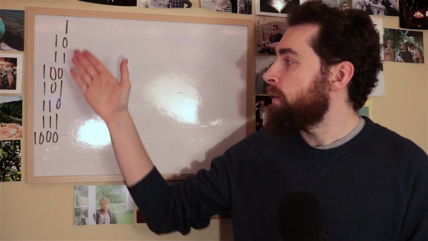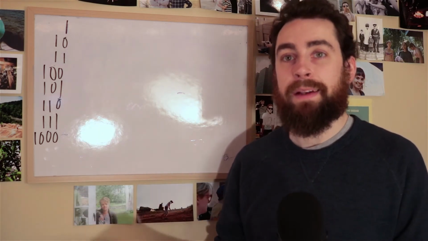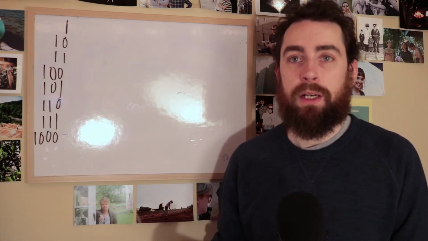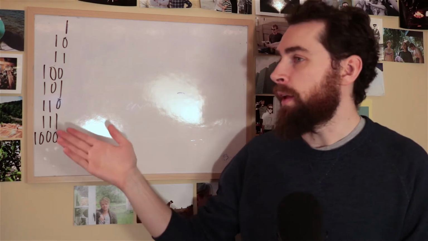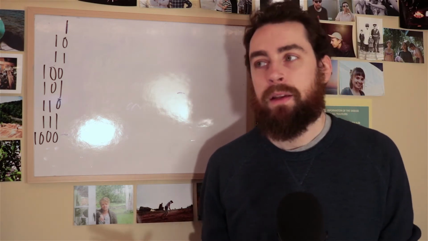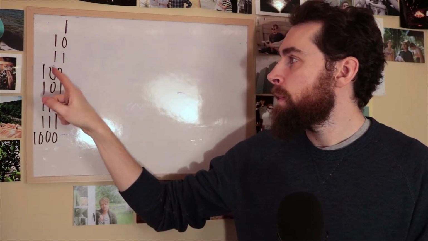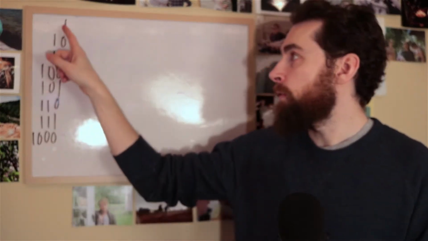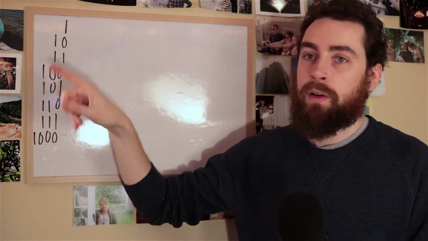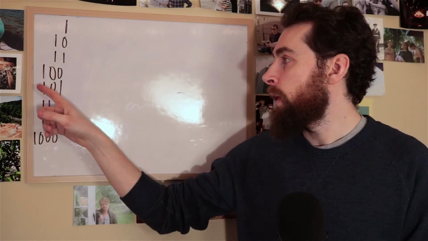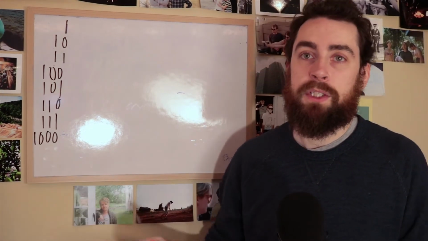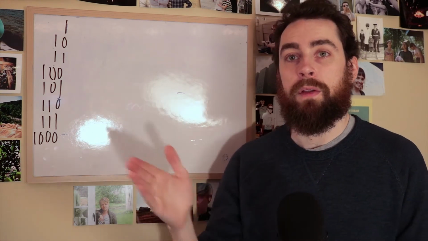So as you can see, it grows in magnitude much quicker because there's a lot less room in each position to hold values. So you get all the way up to 1000, and that's 8. That's because each one of these positions is a power of 2. So the first one represents 2 to the power of 0, which is 1. The next position represents 2 to the power of 1, which is 2. And then the next position is 2 to the power of 2, which is 4. 2 to the power of 3, which is 8. And so on and so forth as you go further up the positions.